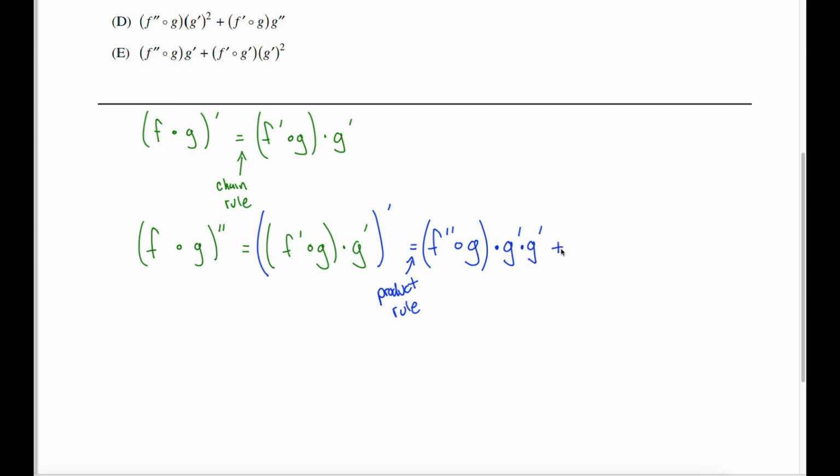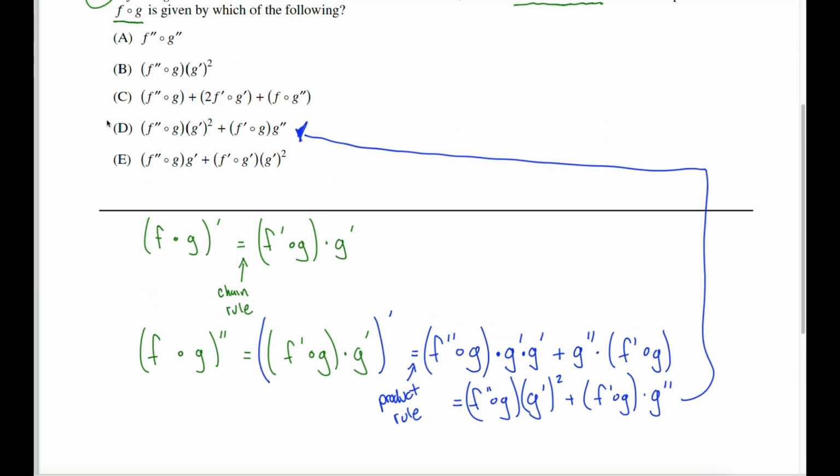To that I want to add the derivative of that second thing. The derivative of g prime is g double prime times the first thing left completely alone, f prime of g. This right here is my answer, although I suspect in the answer key they wouldn't write times g prime. They changed that into g prime squared. One other little change I can make, since multiplication is commutative, instead of writing g double prime times this thing, I could write this thing, f prime of g, times g double prime. What we now have is exactly what's written here. So it looks like D is the answer to our question.